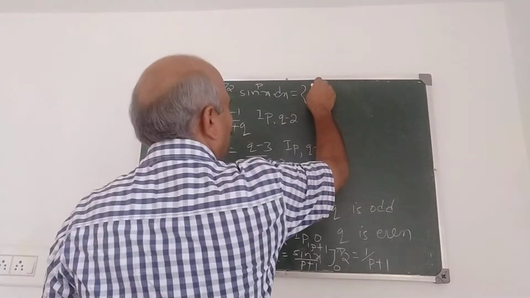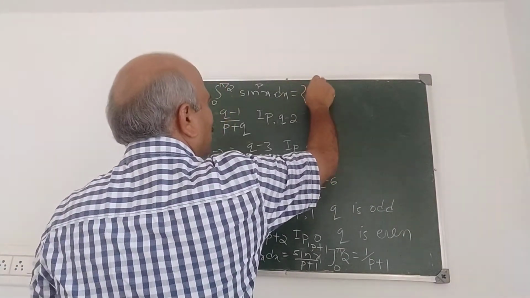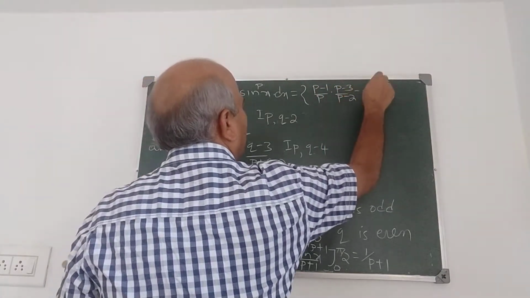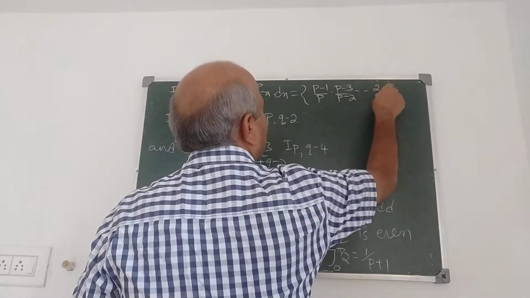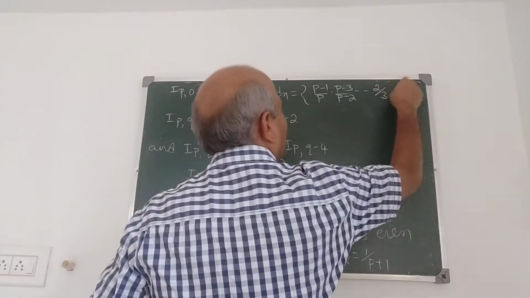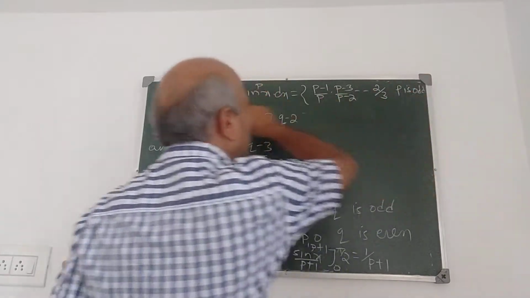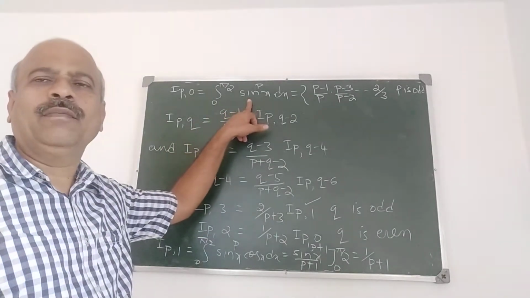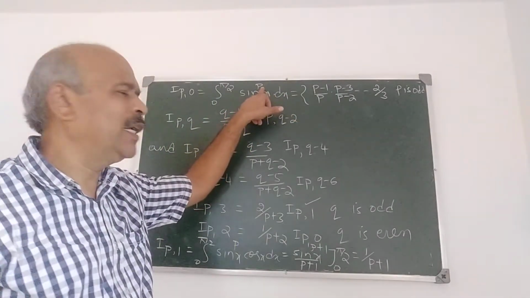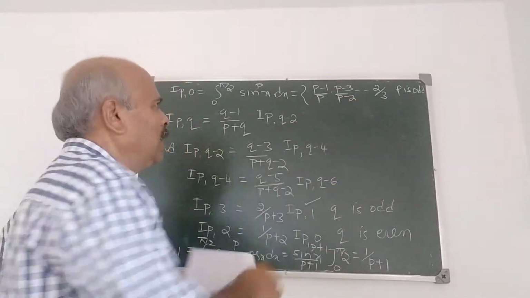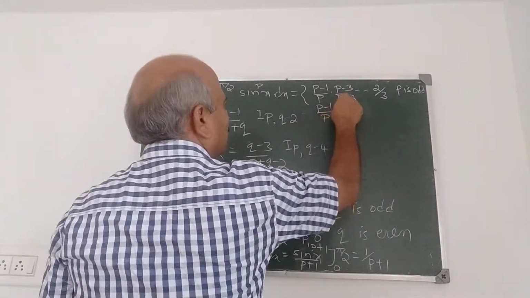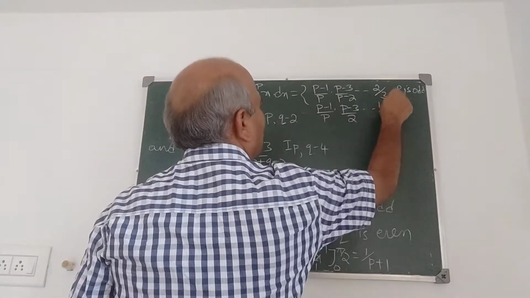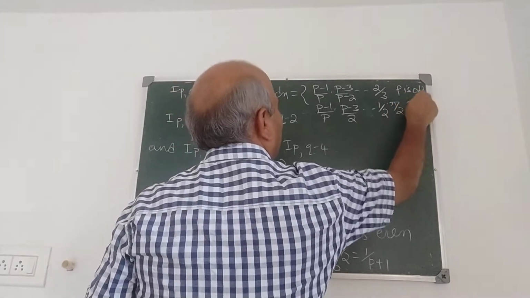Suppose p is even, then what do you get? First I take p is odd, it is p minus 1 by p, p minus 3 by p minus 2, and so on, 2 by 3, when p is odd. Because I have used the reduction formula here. Already we have derived the integral from 0 to pi by 2 of sin x raised to n. It depends on n. N is odd, we get this. N is even, p minus 1 by p, p minus 3 by p minus 2, etc., half into pi by 2, when p is even.